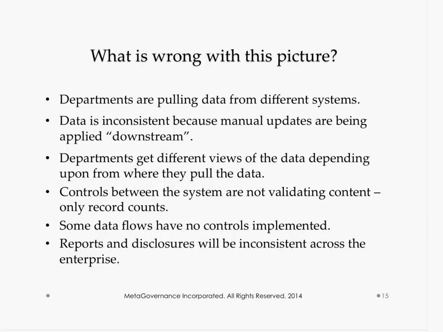Okay, so what's wrong with the picture? Well, first of all, departments are pulling data from different systems. It's inconsistent because of manual updates. There are different views depending on where they pull the data from. The systems are not validating content, only record counts. Some of the flows have controls in the example, and some have no controls at all. And this is going to result in reports and disclosures being inconsistent across the enterprise. This is really the fundamental root cause of the problem in the slides I started with, that you get different answers coming out the back. So I'm giving you some experiences to one of the primary reasons.